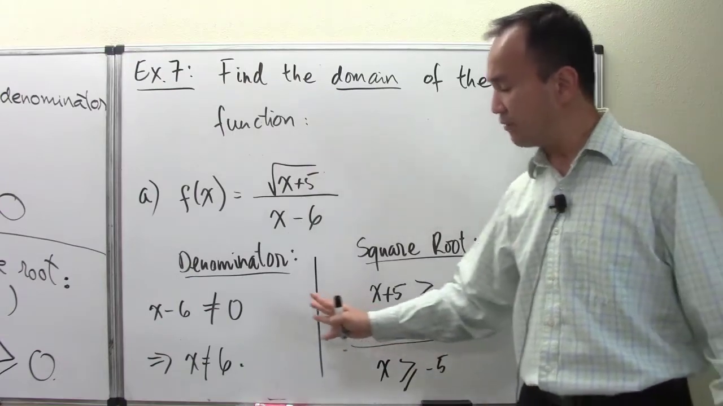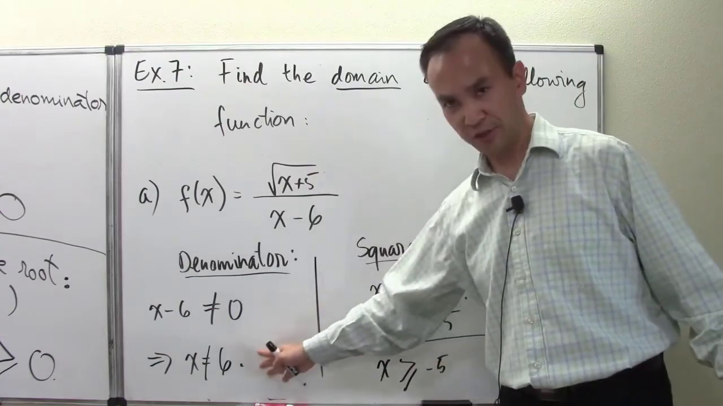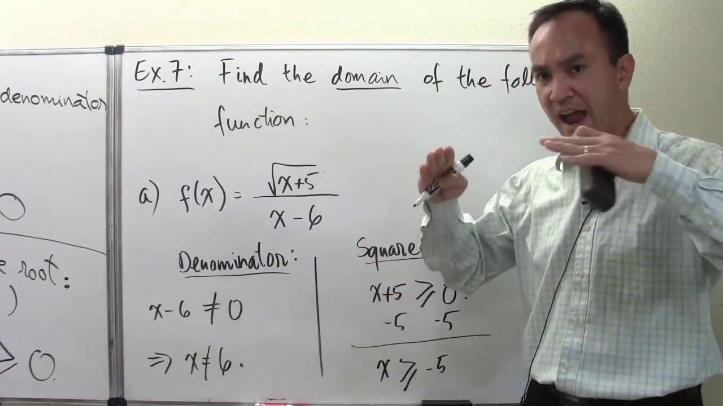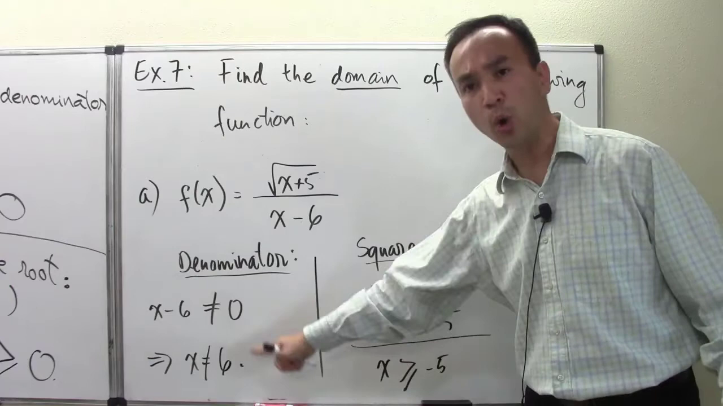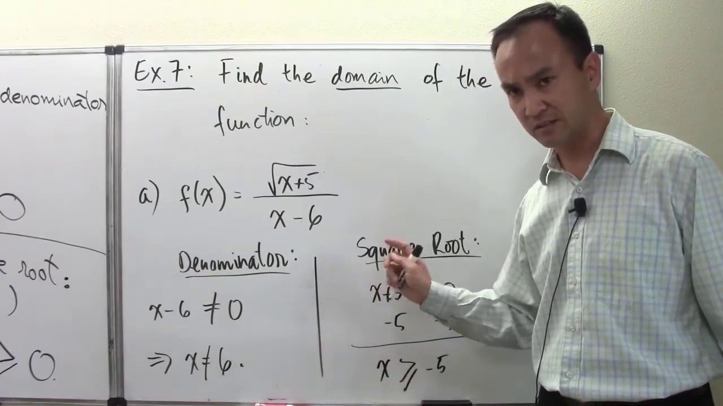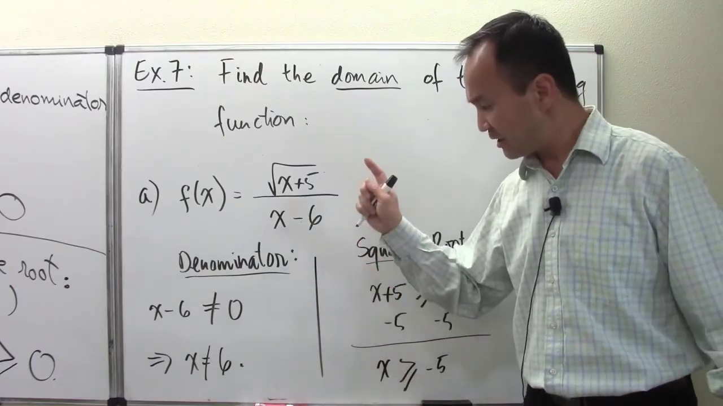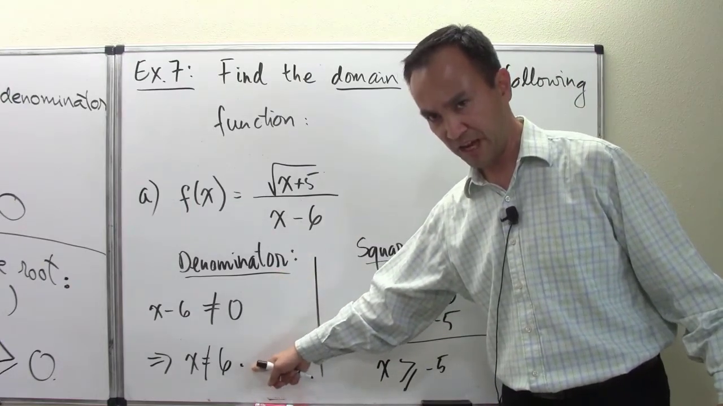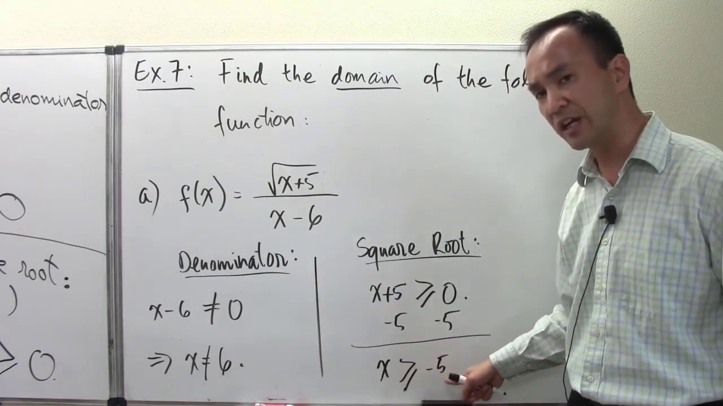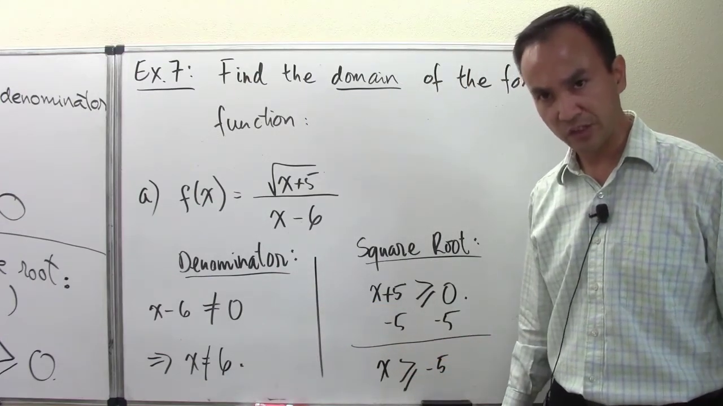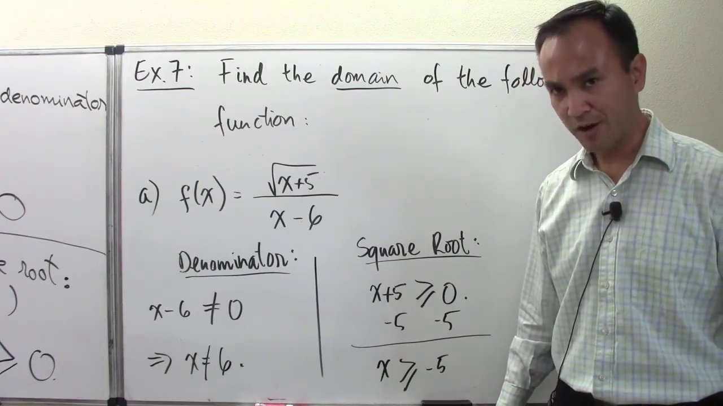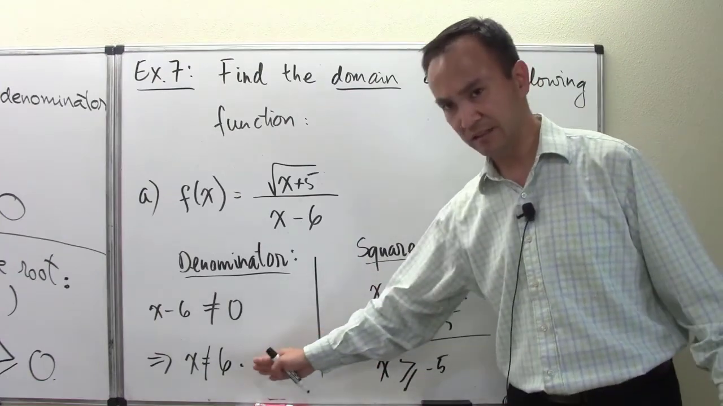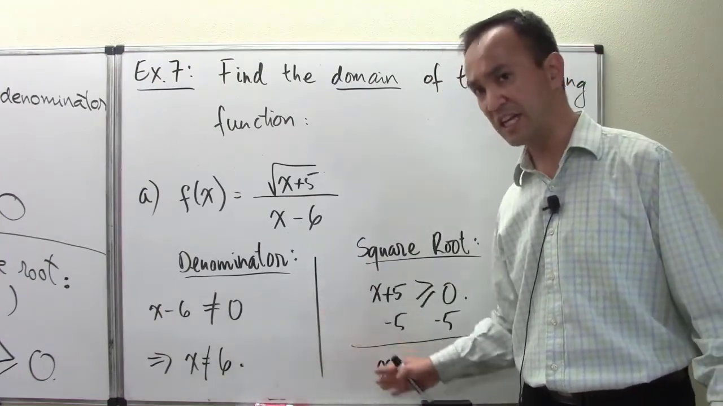All right, so we have found two separate answers to fulfill our two separate requirements. But that's not the total answer, not the overall answer to our domain. Logically, we need to ensure that x is other than 6, and also that x is greater than or equal to -5. So we have to write a final answer, a domain that ensures both of these requirements are in there.